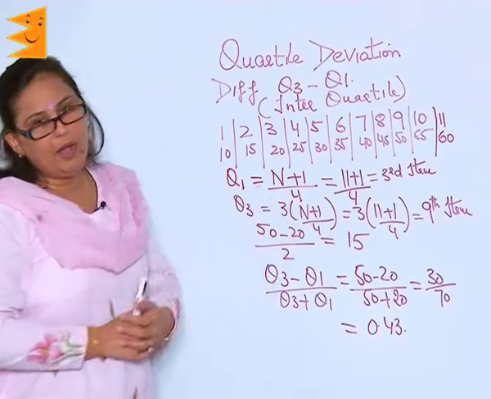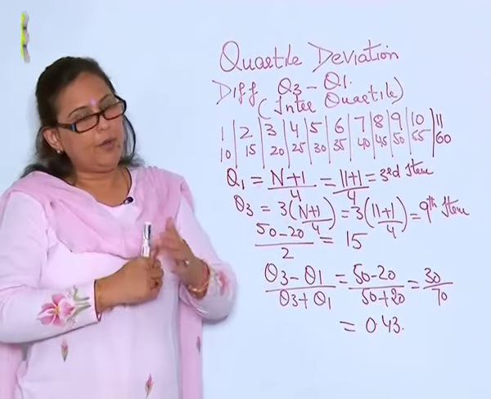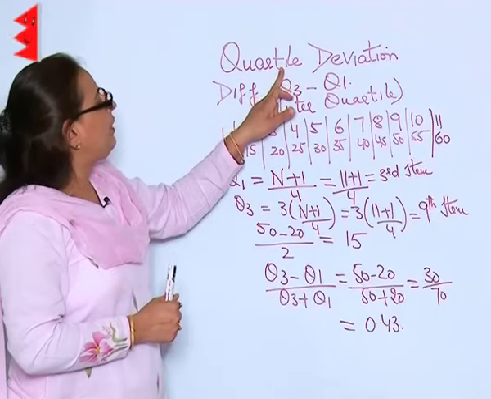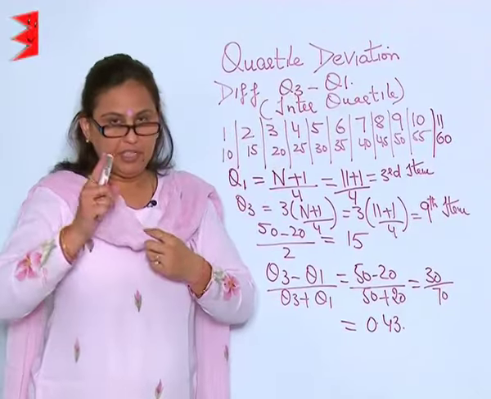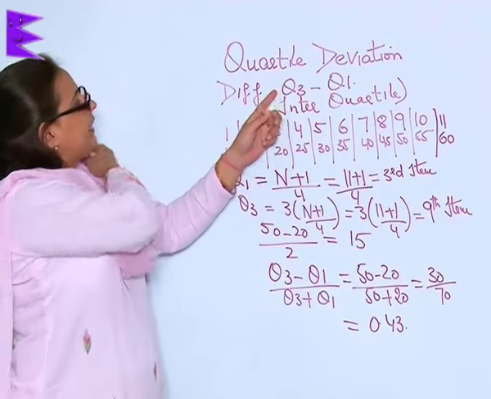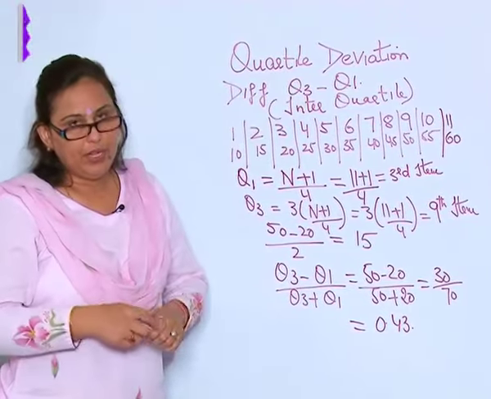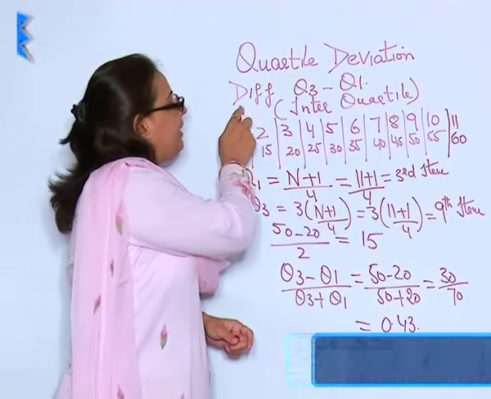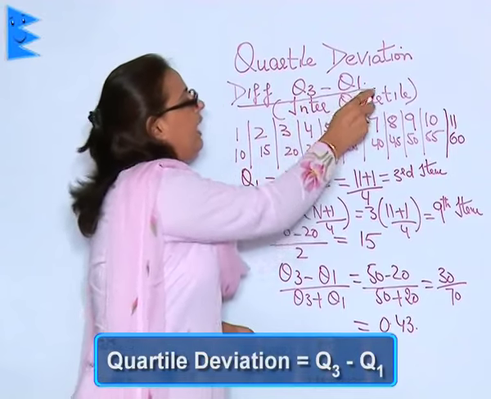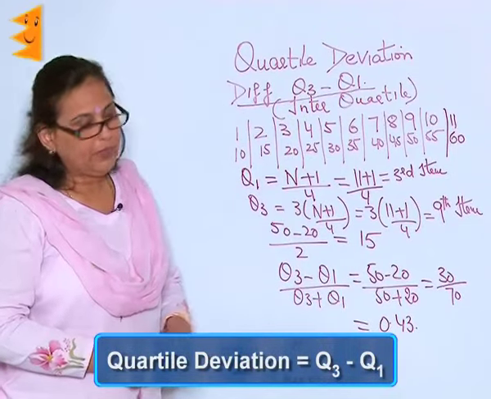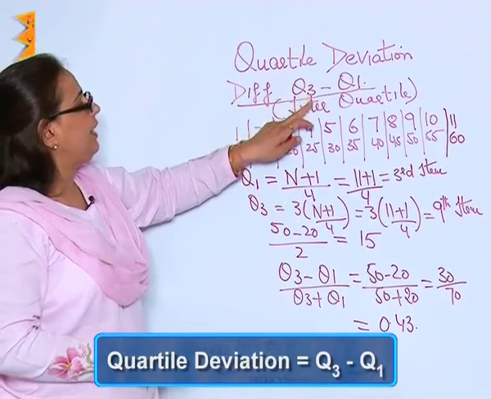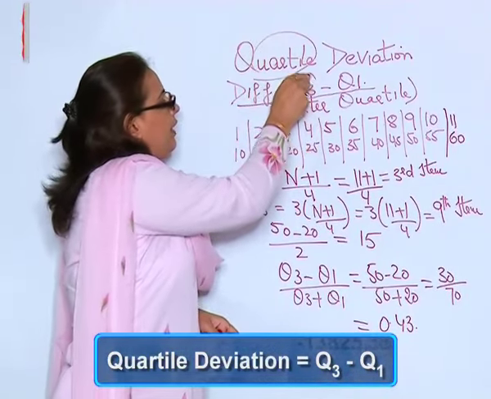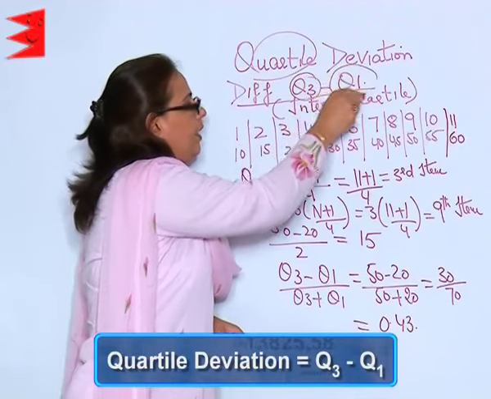Now we will be learning about the second method of measuring the measure of dispersion, and that is the quartile deviation. The first one was range and this is the second one, quartile deviation. When we have to find out the quartile deviation, it is in fact the difference between the third quartile and the first quartile. That is called the interquartile. So a quartile deviation is Q3 minus Q1.